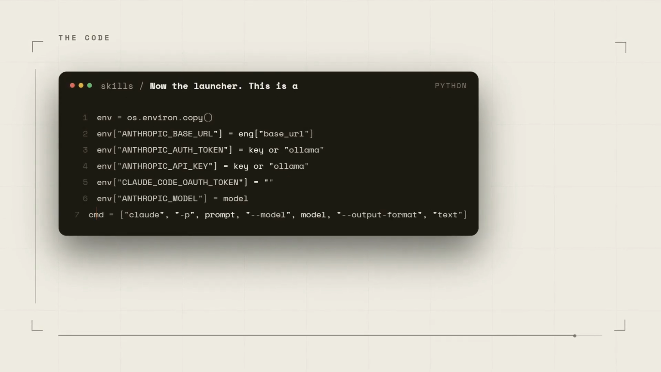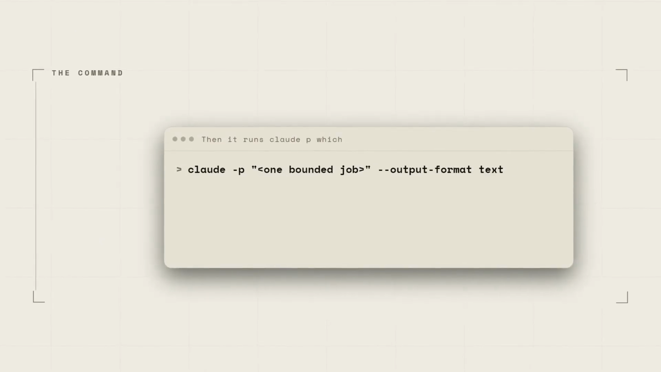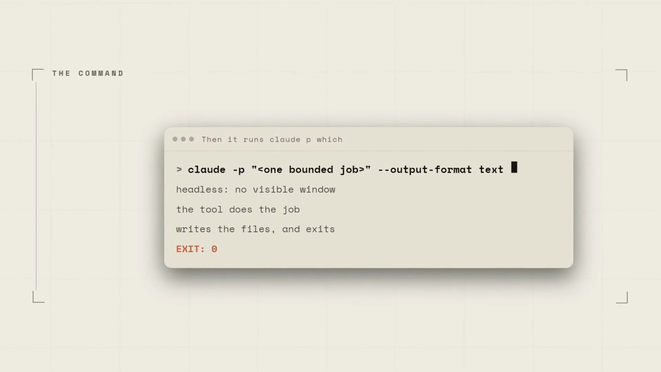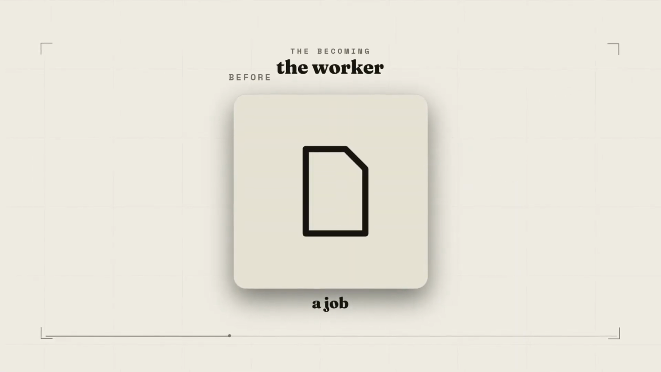Now the launcher. This is a tiny Python file I wrote. It sets those 5 lines for one process only. Then it runs claude -p, which launches Claude Code in headless mode. Headless just means no visible window. The tool does the job, writes the files, and exits.